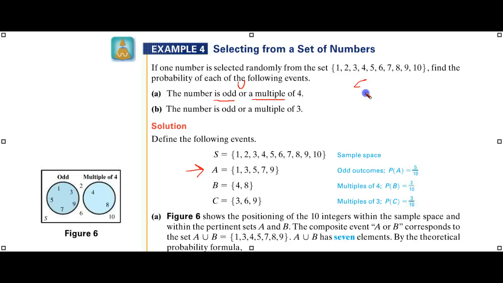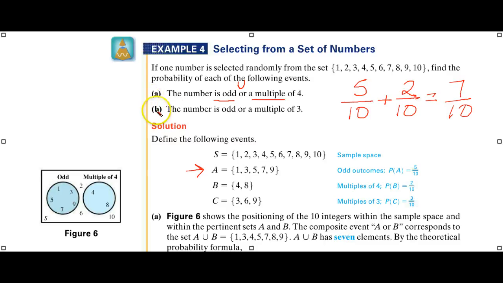So we have 5 out of 10 are odd. And since it's an or and it's a union, we're going to add to it numbers that are multiples of 4. Well, we have 4 and 8, so that's 2 out of 10. So that will give us 7 out of 10 as a probability for letter A.